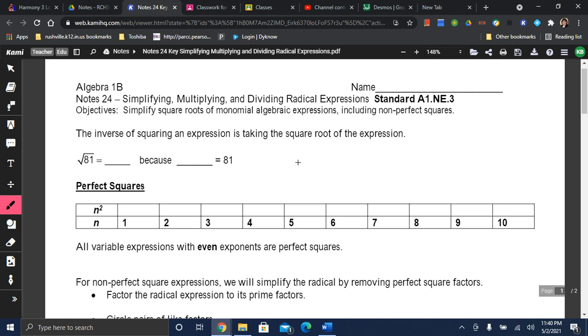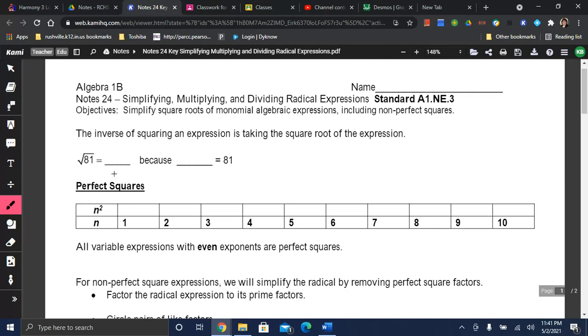Hello, students. Today we'll be working on the beginning of a new unit where we are working on simplifying radical expressions. Now, a radical is the inverse of taking an expression to a power. We're going to focus on square roots. So, taking the square root of an expression is the inverse of squaring an expression.